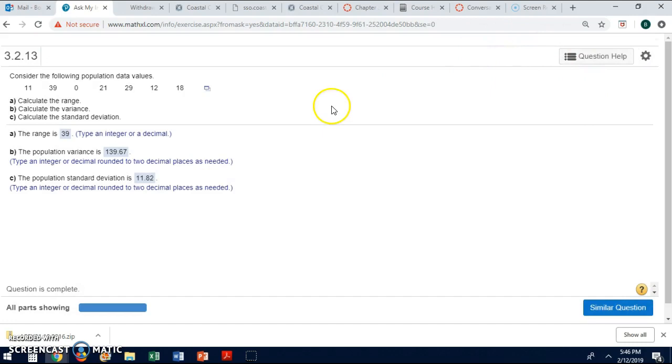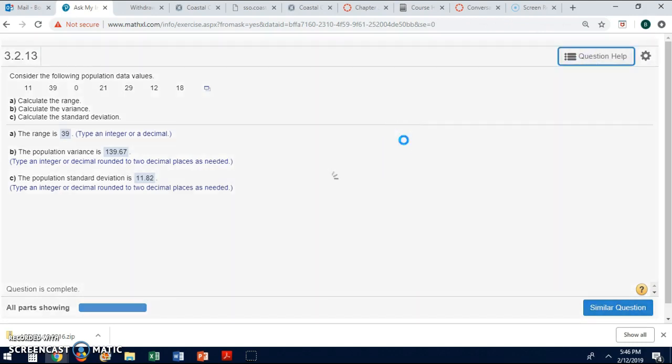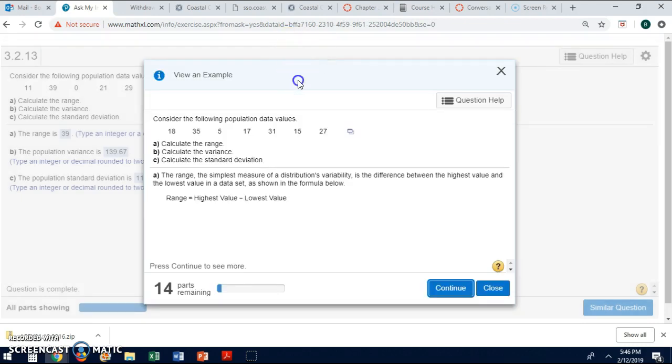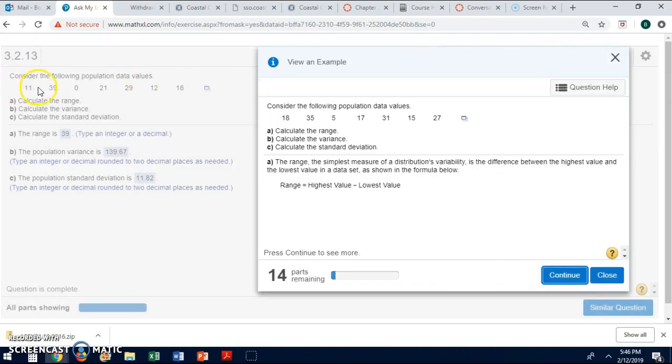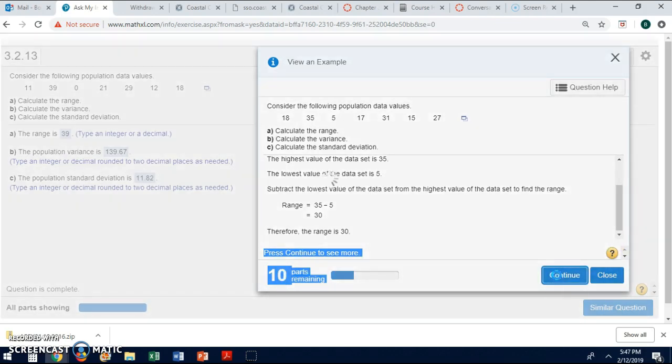Now let's talk about the formula. If you go into question help and view an example, it will show you the actual formula. But sometimes the formula can be a bit challenging to understand. So we know already that our population is 7. We have 7 values. This is a different example, but we can still look at the formula from this example to get what we need.